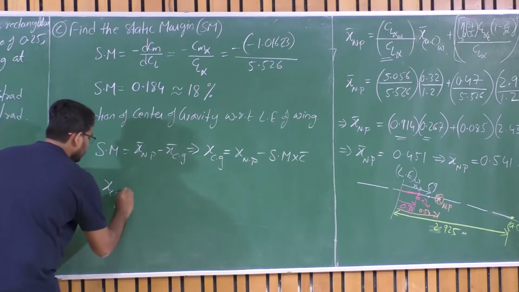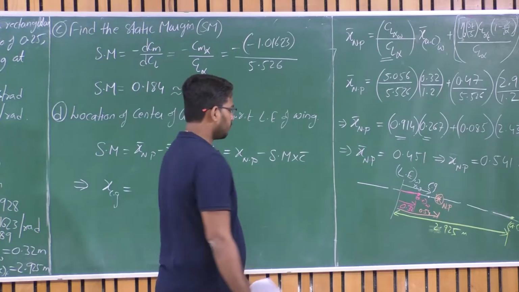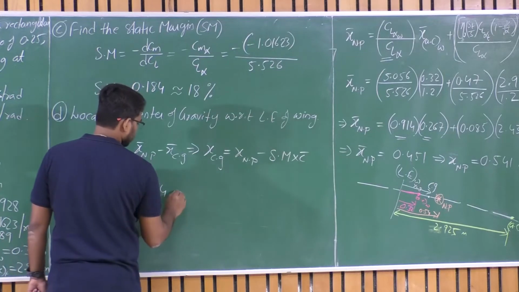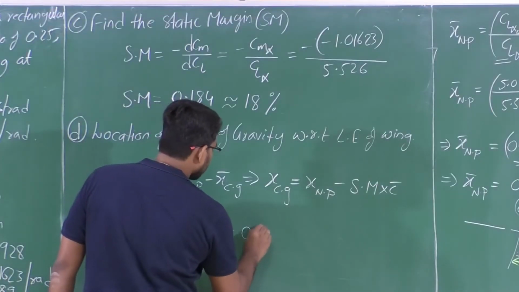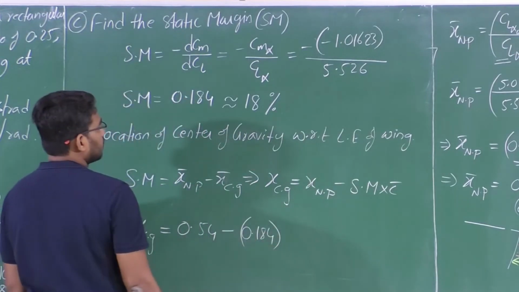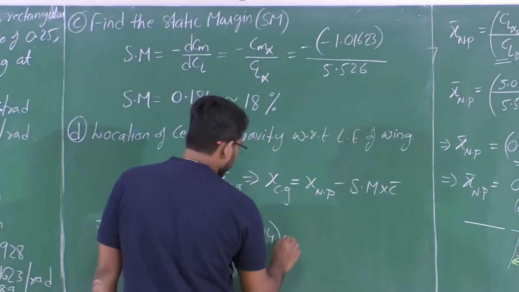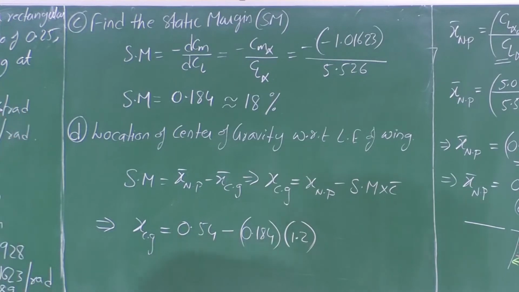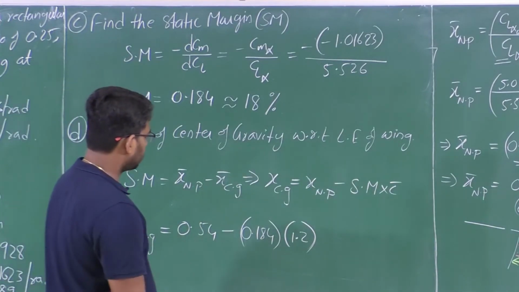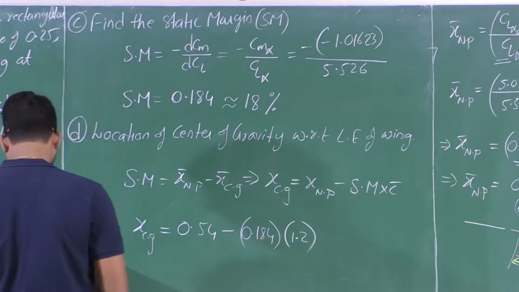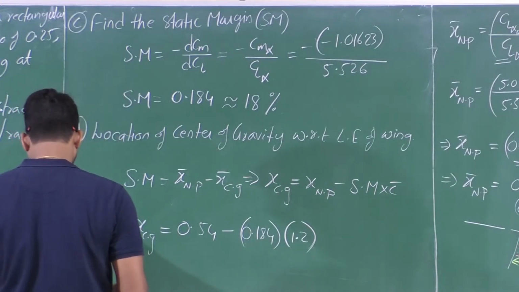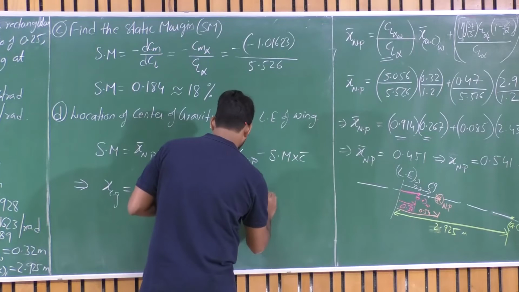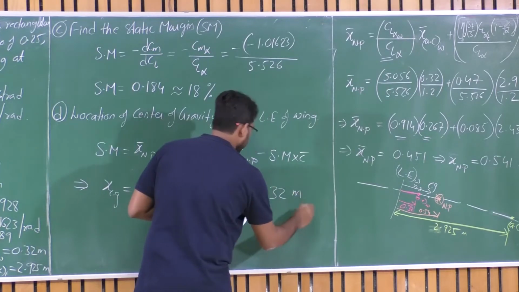So XCG is x bar XNP, which is 0.54 meters, 54 centimeters from the leading edge of the wing, minus static margin is 18%, right? So 0.18 times C bar is 1.2 meters. So 18% of, or close to 20%, of 1.2 meters. So this is equivalent to 0.32 meters.